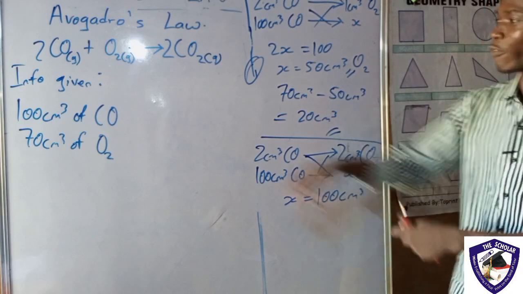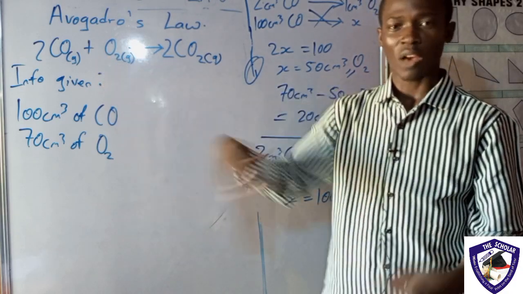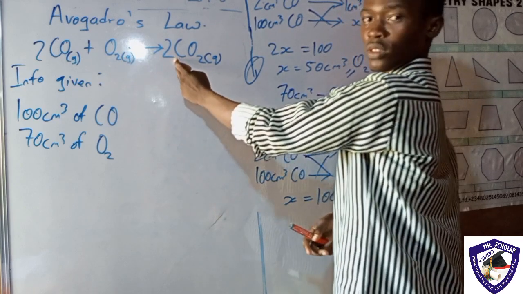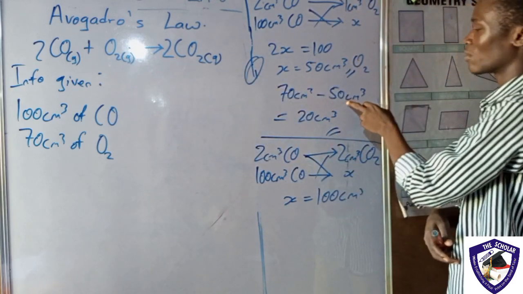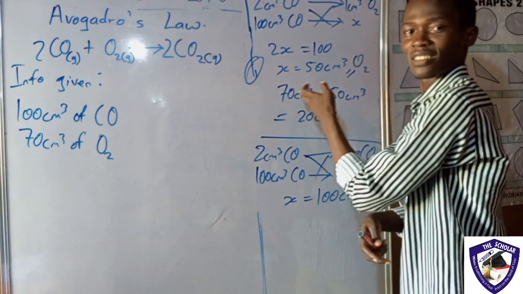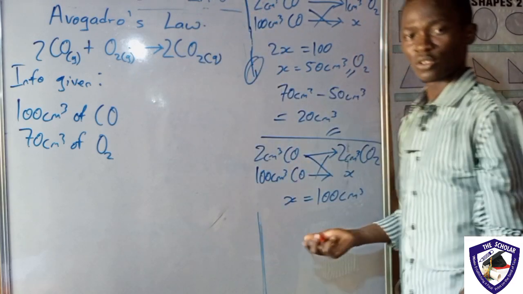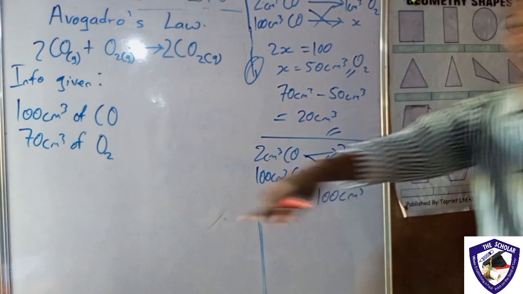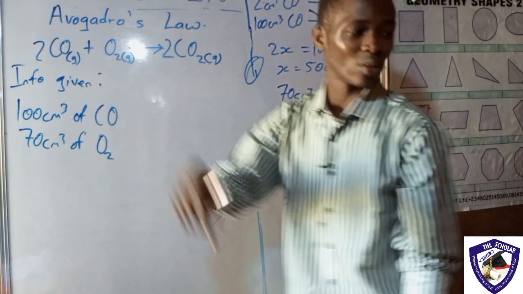Same way, if you try using oxygen, you are going to get the same thing. 1 centimeter cube of oxygen gave us 2 centimeter cube. Now 50 centimeter cube will give us what? X. 50 times 2 will give you 100. That is your answer.